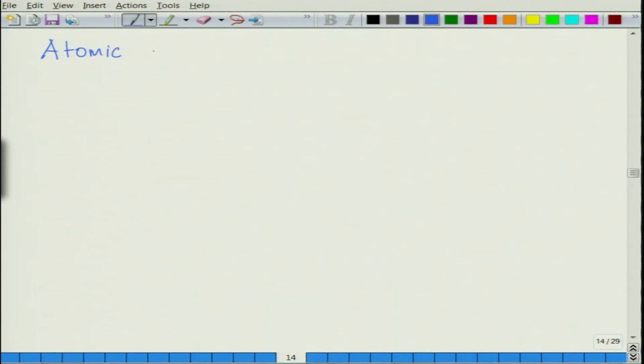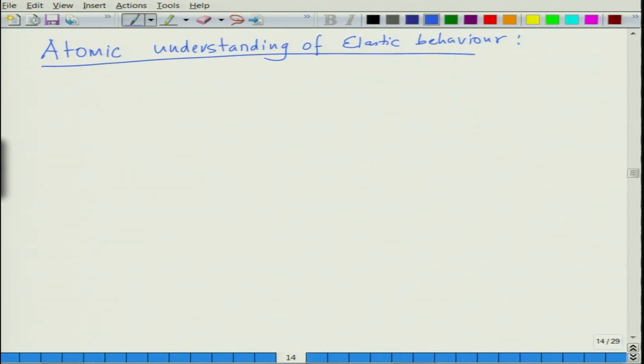the atomic understanding of elasticity, of elastic behavior. All right. So, when you have a material with this row of atoms, the question is what determines the equilibrium distance between the two atoms, and we see that in most materials, in crystalline materials, the atoms have an equilibrium separation which is called the lattice parameter.